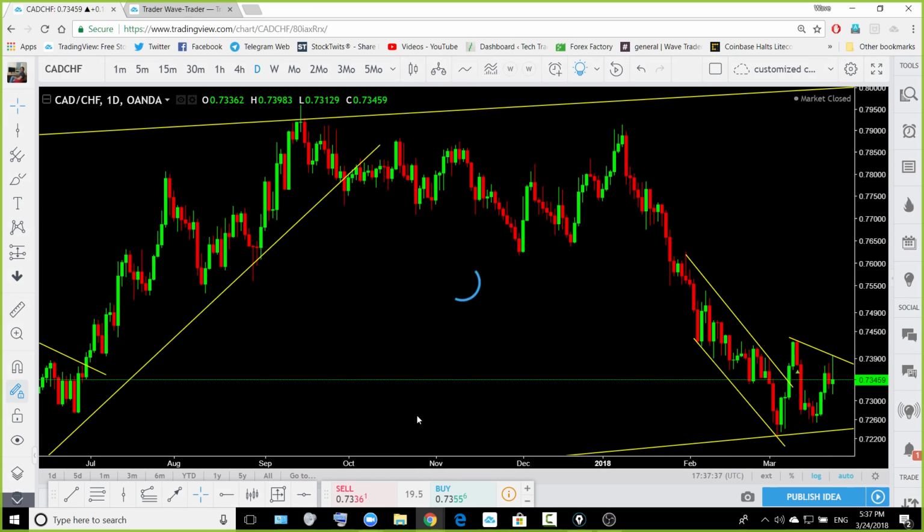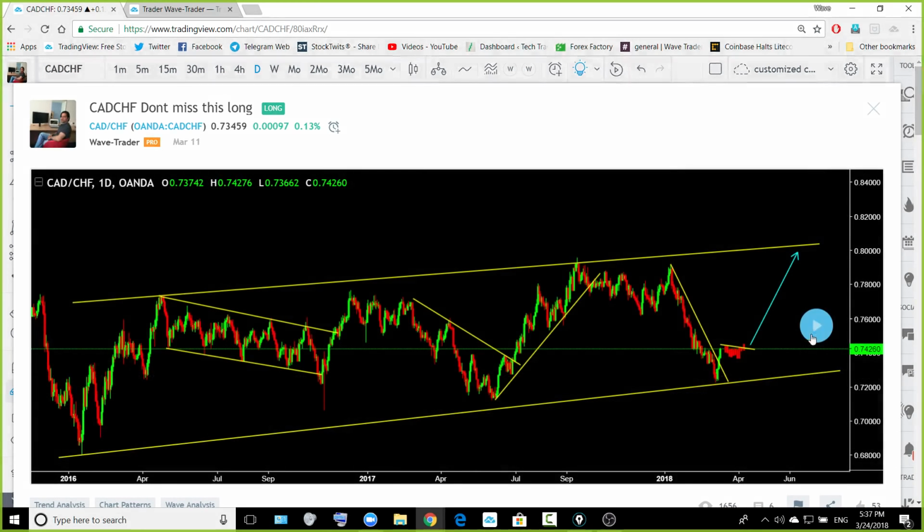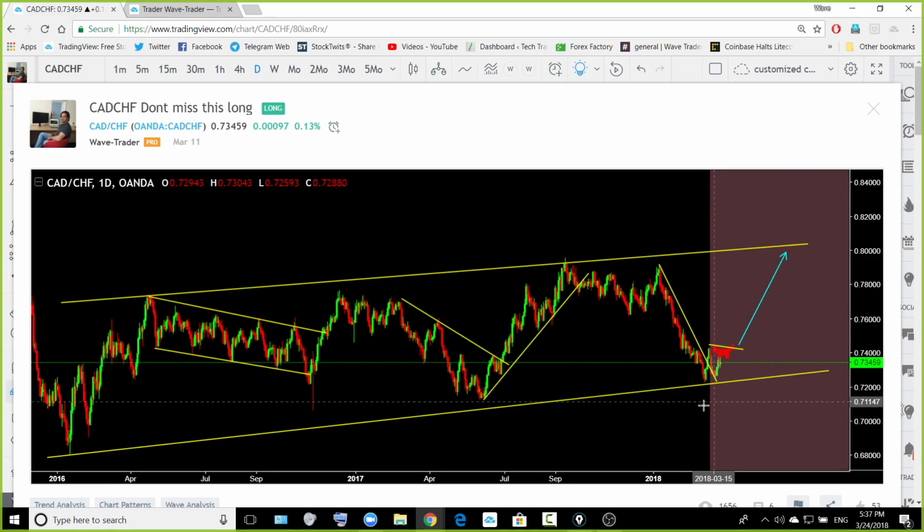So this chart, we were looking for correction. It went down. It started to rise again from the bottom. So this is not your trade. It is not going into that way.